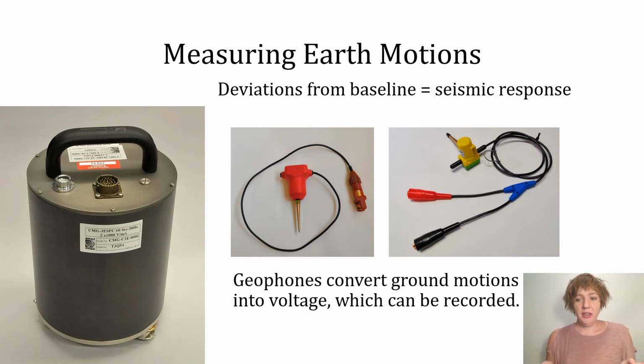Now, another type of instrumentation is the geophone, and this is actually going to be more of our focus in this class because geophones are used in near surface work. Okay, so both of these pieces of equipment are going to record any deviations from baseline, and that deviation is what we term the seismic response. They both work by converting ground motions into a voltage, right? Something that can be measured by computers, and we can record this to know how strong the various pulses are.